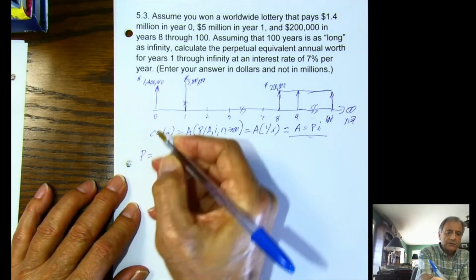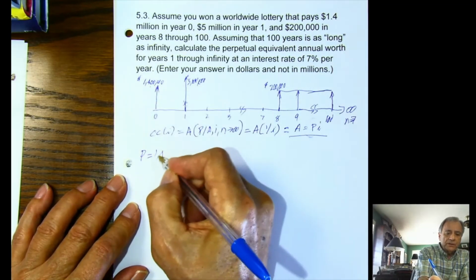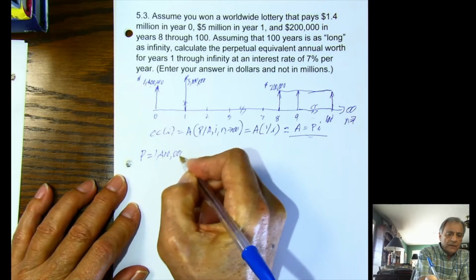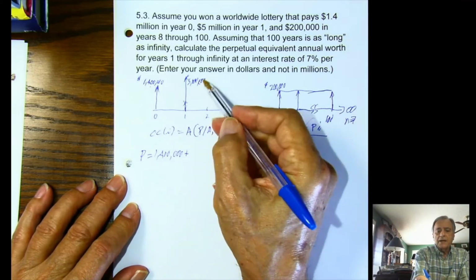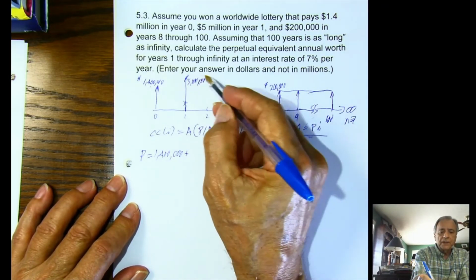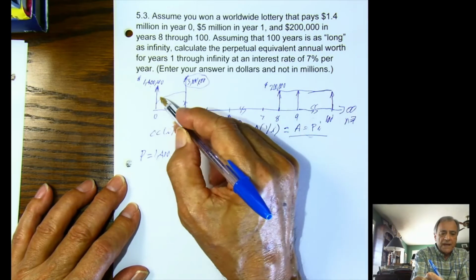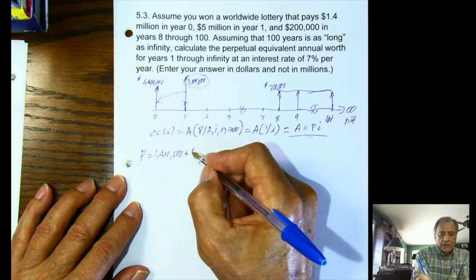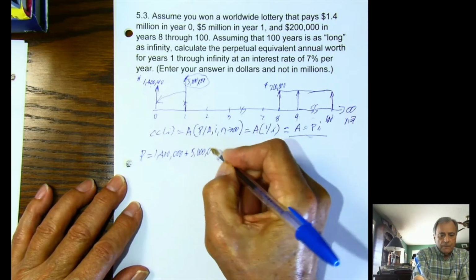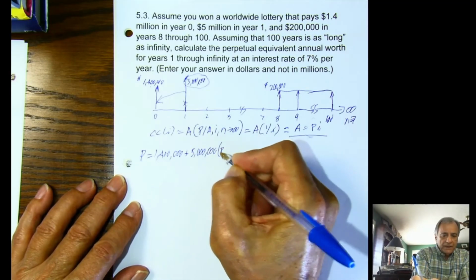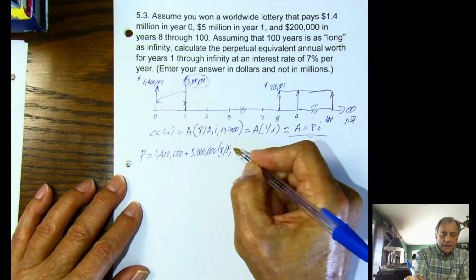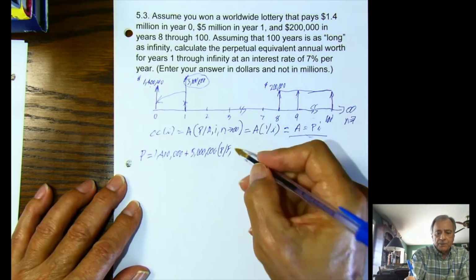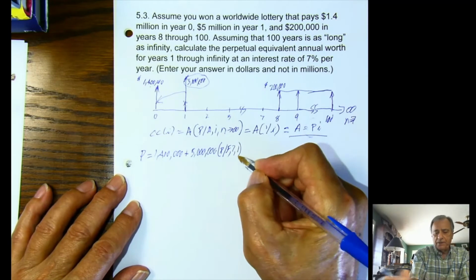P is equal to 1.4 million, or 1,400,000, plus this is at time 1, so that's a point in the future. I need to bring it back to the present, 1 year. So that's going to be 5 million times P given F. The rate is 7%, and it's for 1 year.